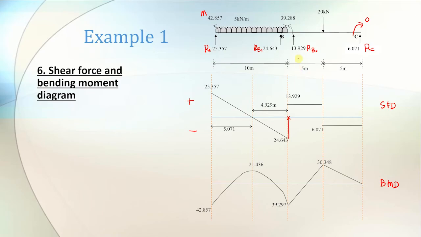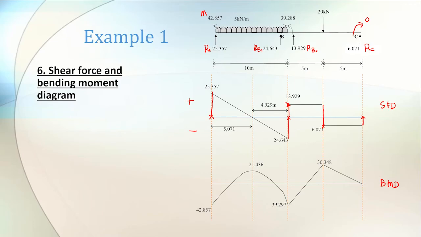And then 13.929, here for Rb2. No force at all for 5 meter, but here you have 20 kilonewton. Therefore 13.929 minus 20, then you will get negative 6.071. And then no force again, so a straight line, and there is 6.071 RC here going up, it will become zero again. Start with zero and must end with 0.